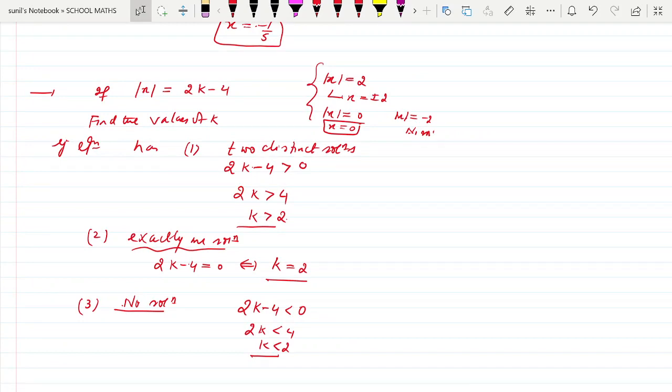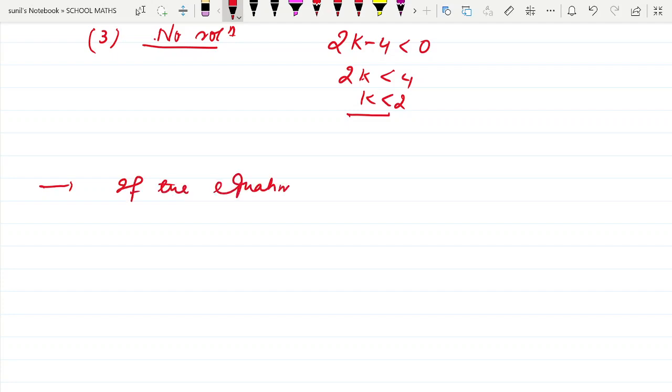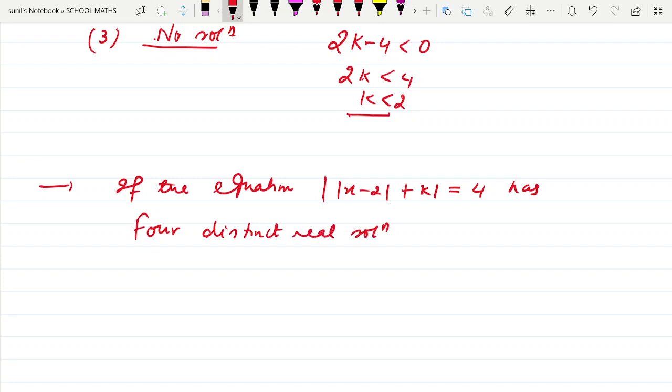Now let us consider one more problem of this type. Suppose the question is, if the equation ||x - 2| + k| = 4 has four distinct real solutions, then find the values of k. Now how will we handle this? Okay, let us try.